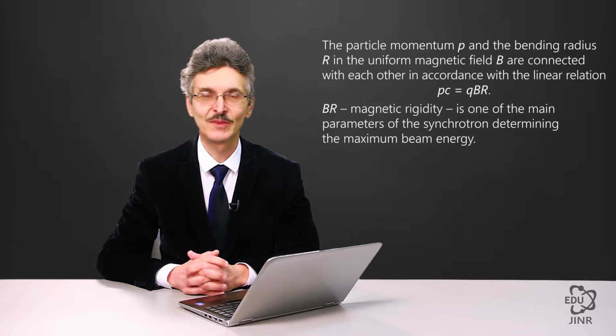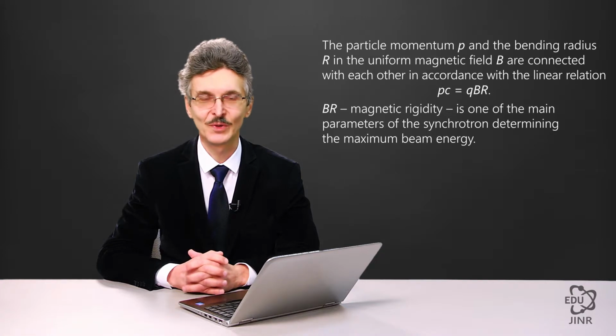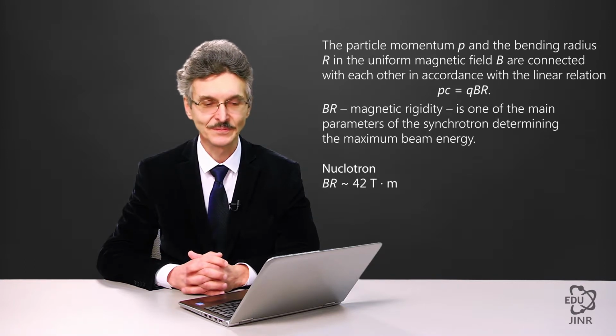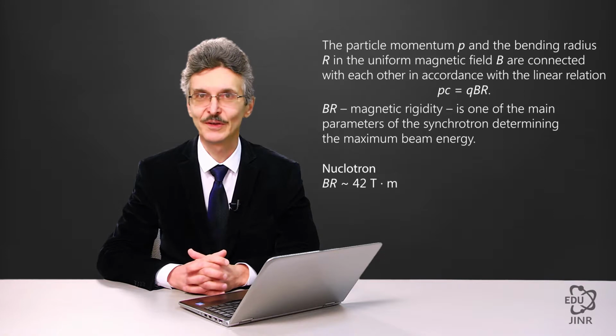What is magnetic rigidity? It is the effect of particular magnetic fields on the motion of the charged particles. The product of the bending radius multiplied by the magnetic field is the magnetic rigidity. Magnetic rigidity is measured in Tesla meters. For example, the magnetic rigidity of the Nuclotron, which I have been telling you about, amounts to around 42 Teslas multiplied by 1 meter. How much is it in terms of the energy of accelerated particles?